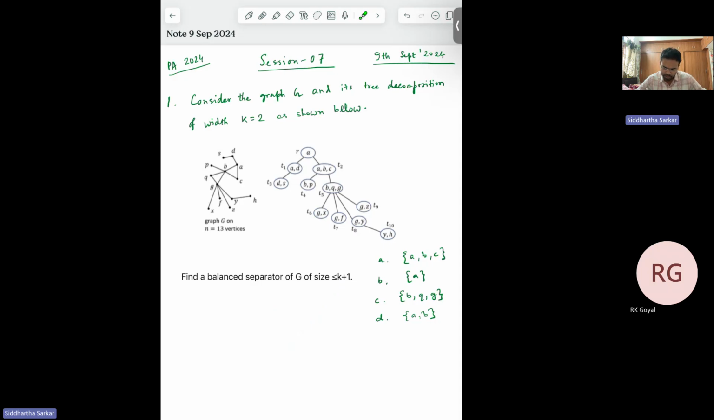So this is the first question. In this question, you are given a graph G. It has 13 vertices, and a corresponding tree decomposition of the graph is also given. So we have seen what is the meaning of tree decomposition. And the objective is to find a balanced separator of the graph whose size is at most k plus 1. What is k? k is 2. That is the width of the decomposition.